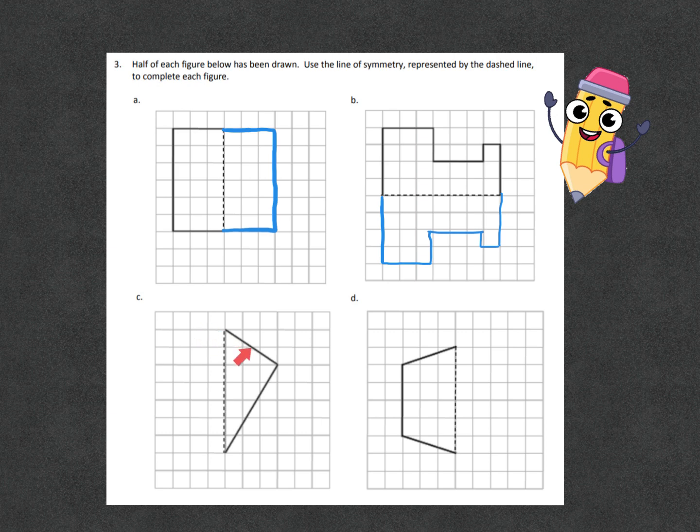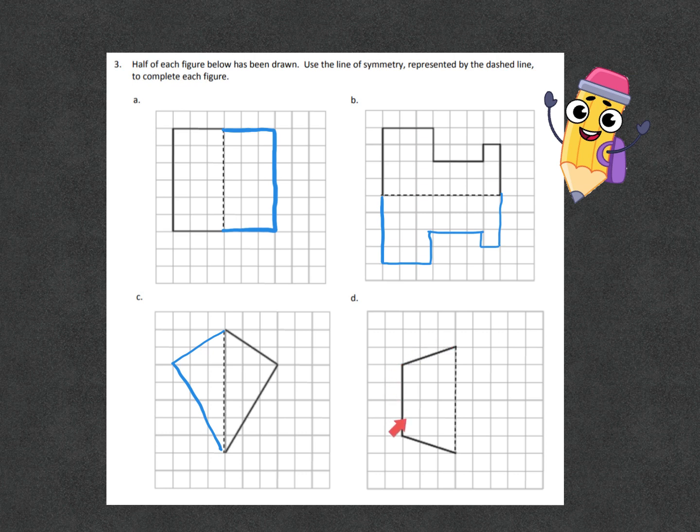Shape C, we can see that we have a triangle. Using our line of symmetry, we are going to make a mirror image of our triangle. For our first side of the triangle, we are going to go to the left 3 and down 2 to make our first point. And here we can connect this to the top to make our first side. To make our second side of the triangle, we connect our first line to the bottom, creating a mirror image of our triangle on the right of the line of symmetry.